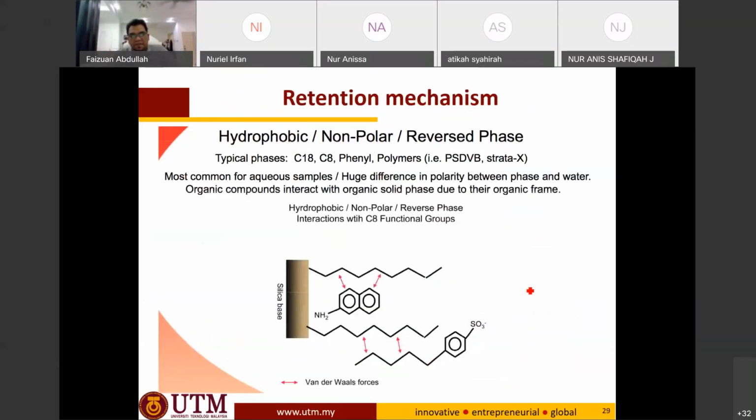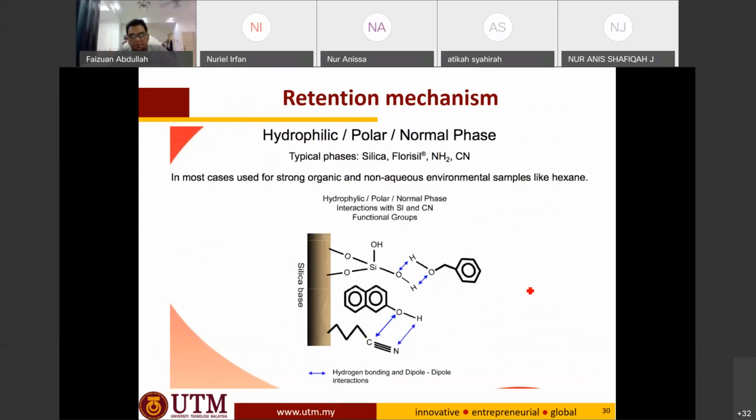So retention mechanism: hydrophobic, non-polar, and reverse phase. Typical phase C18, and for example PS-DVB and Strata-X. For most samples there is a huge difference in polarity between the phase and water. Organic compounds interact with the organic solid phase due to their organic frame. We also have the hydrophilic.